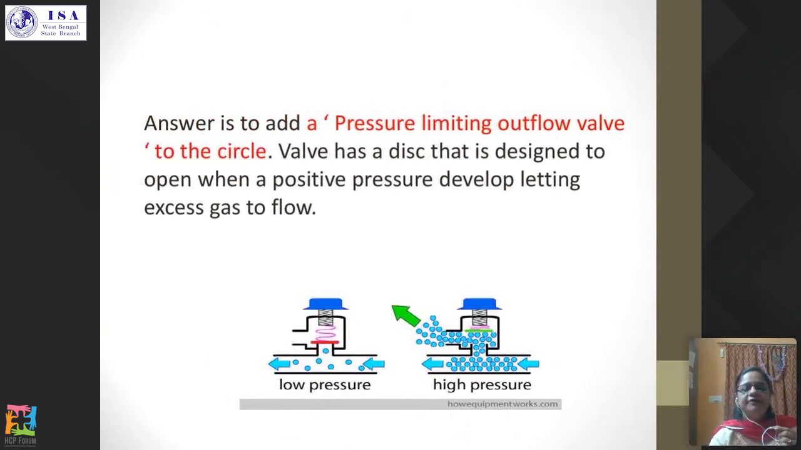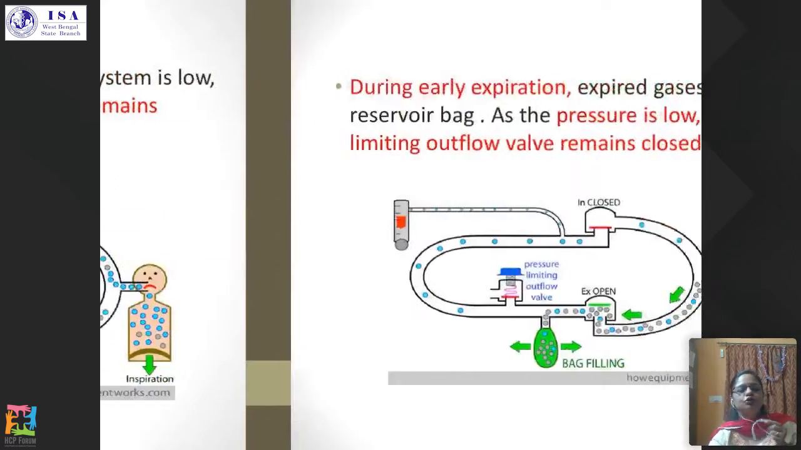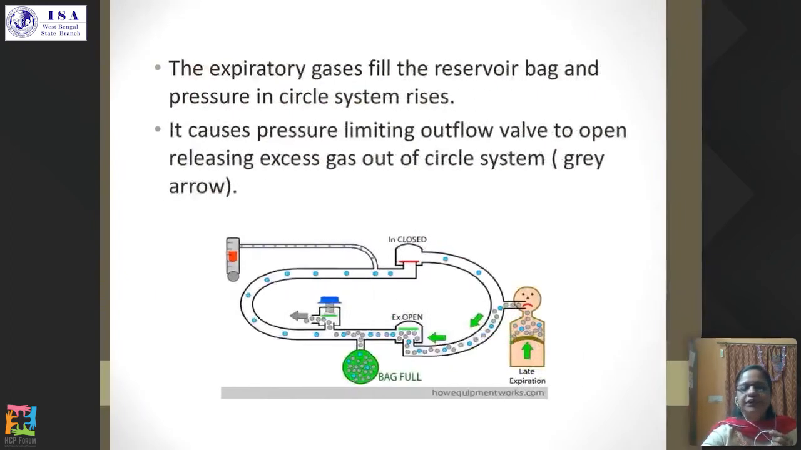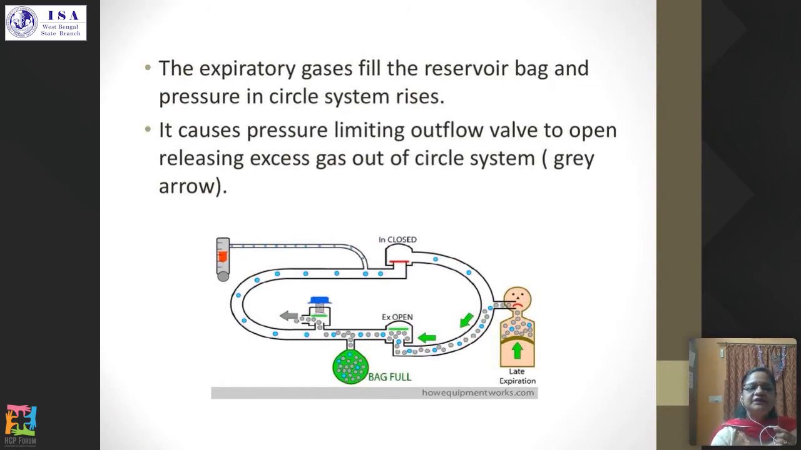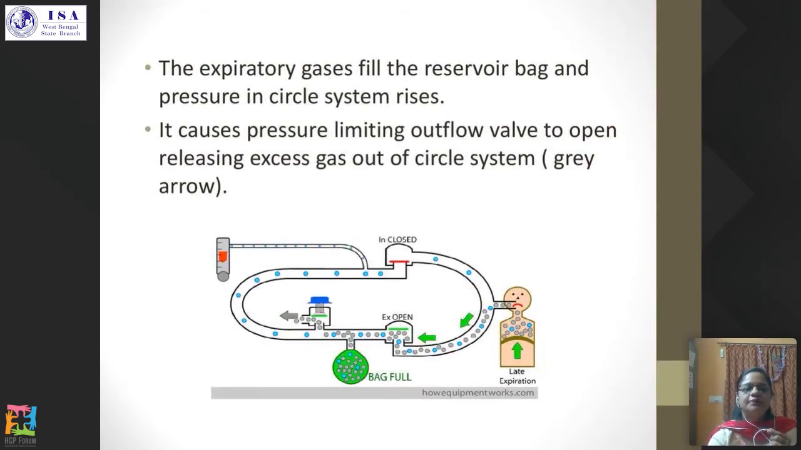Now, during inspiration, the pressure in the system is very low, so the pressure limiting outflow valve remains closed during inspiration. During inspiration, the pressure inside the expiratory limb is very low, so this valve is kept closed. And during early expiration, the expired gas goes to the reservoir bag. As the pressure is low, the pressure limiting outflow valve is also closed. This time, in the early part of expiration, it is also closed. Now, expiratory gases fill the reservoir bag and the pressure in the circle system rises. When the pressure in the circle system rises, it causes the outflow valve to lift and open, releasing the excess gas from the circle system.